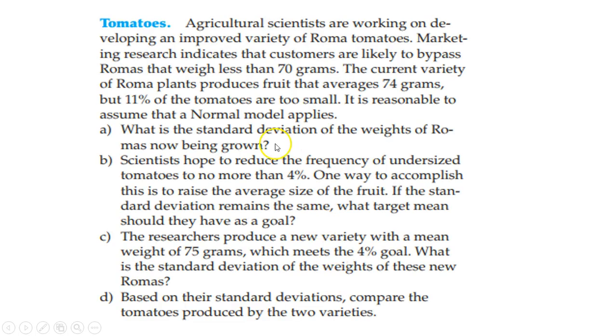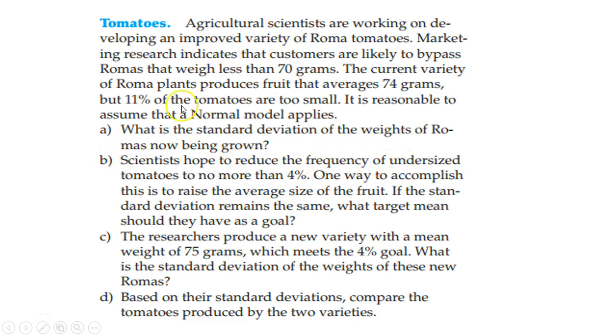Taking a look at this one, it says, you got some agricultural scientists and are working on developing an improved variety of Roma tomatoes. Marketing research indicates that customers are likely to bypass Romas that weigh less than 70 grams. The current variety of Roma plants produced fruit that averaged 74 grams, but 11% of the tomatoes are too small. It is reasonable to assume that a normal model applies. So boom, right there. Now that I know that a normal model applies, it says what is the standard deviation of the weights of these.